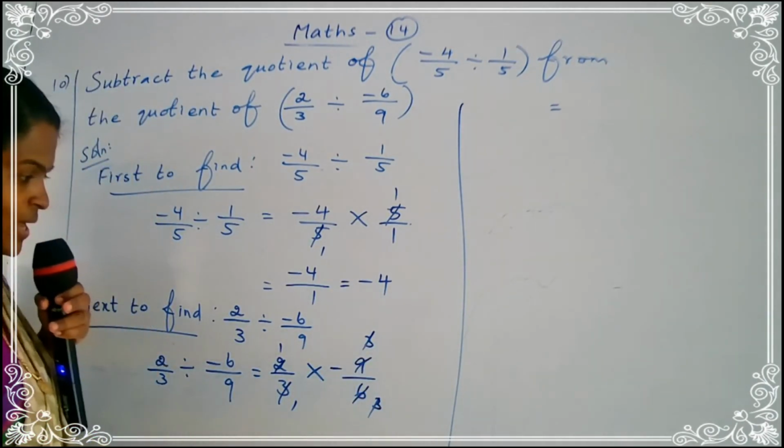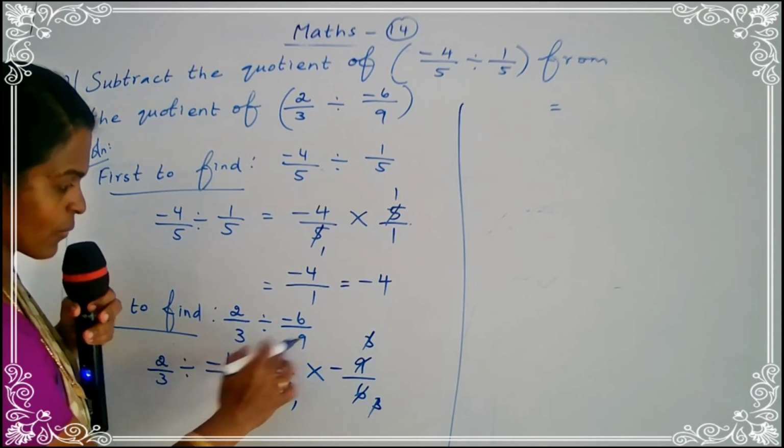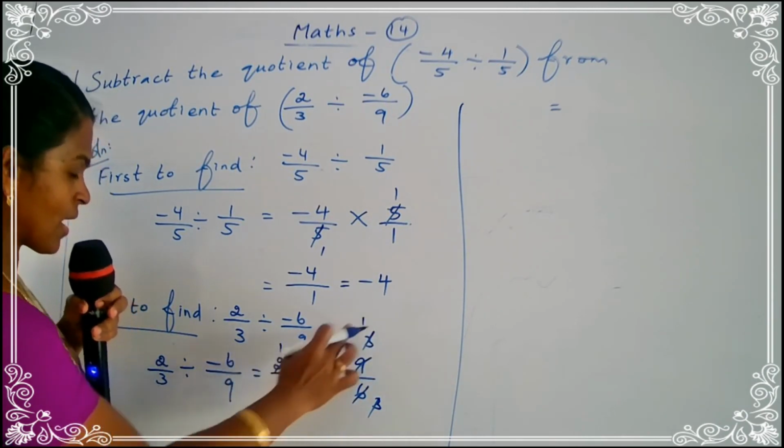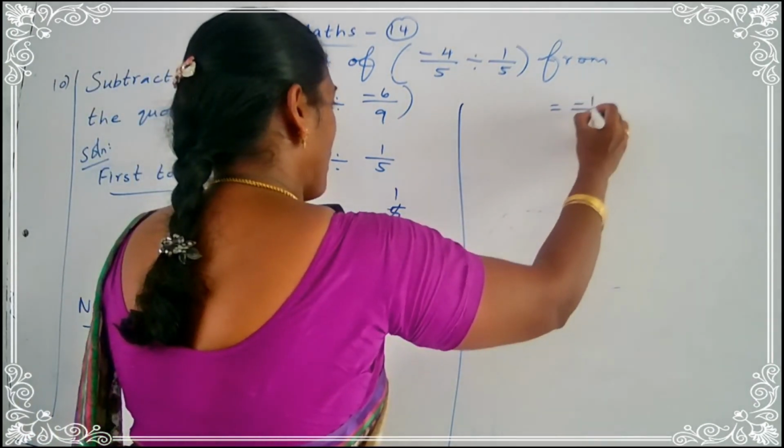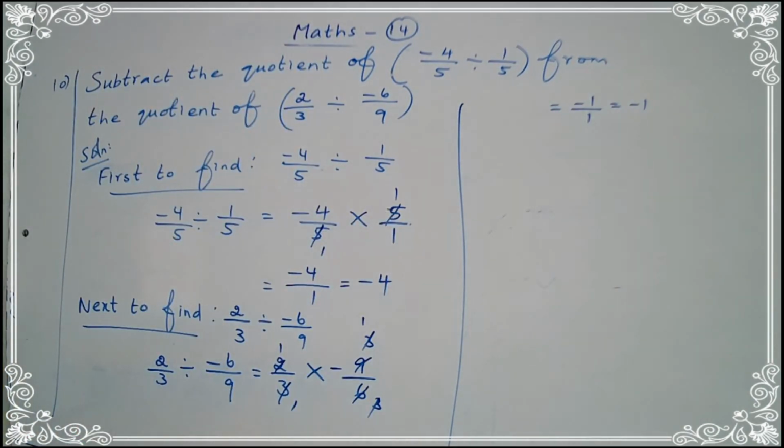Okay. The remaining here 1, here also minus 1. So minus 1 upon 1. So your answer is minus 1. Minus 1 upon 1. Answer is minus 1 only. Okay, children? Yes. Now you see the question.